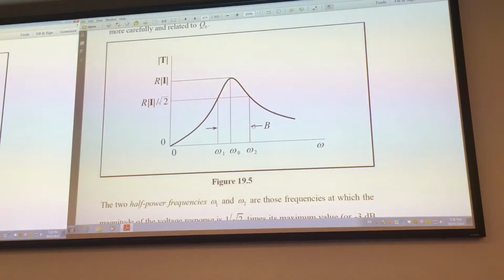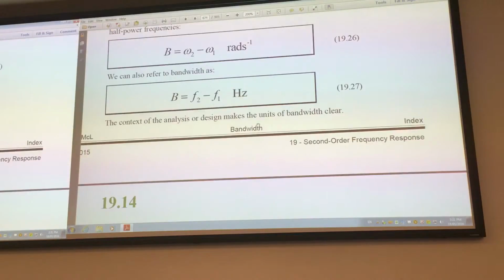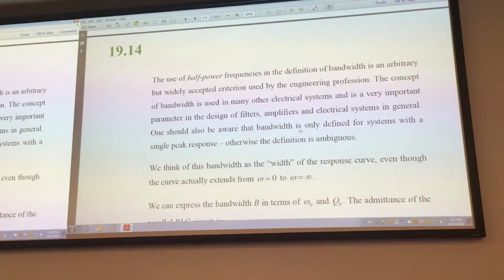Those curves are never symmetrical unless you look at a very, very narrow band. They're almost symmetrical, but mathematically they're never symmetrical. So this is not like a bell curve. It usually drops much slower than it rises here. So bandwidth is just the difference between those two frequencies, as I mentioned.